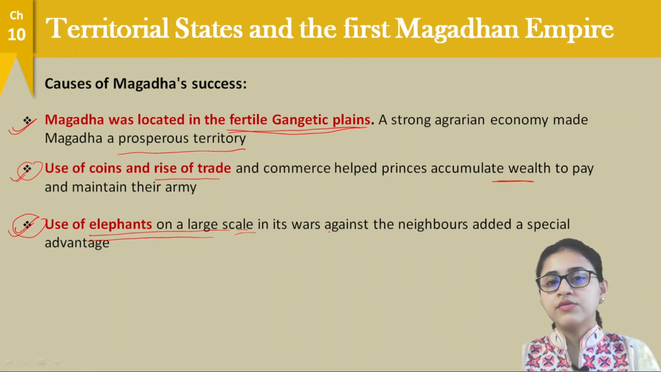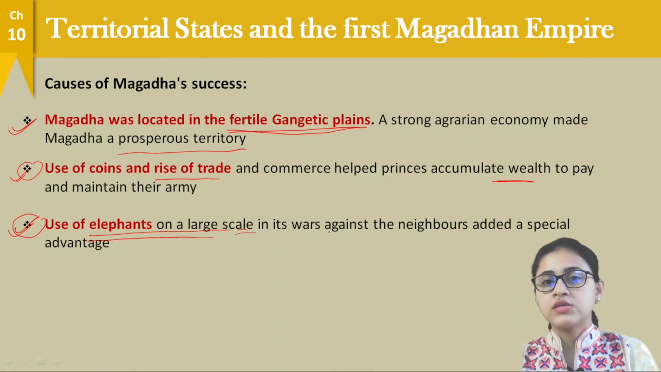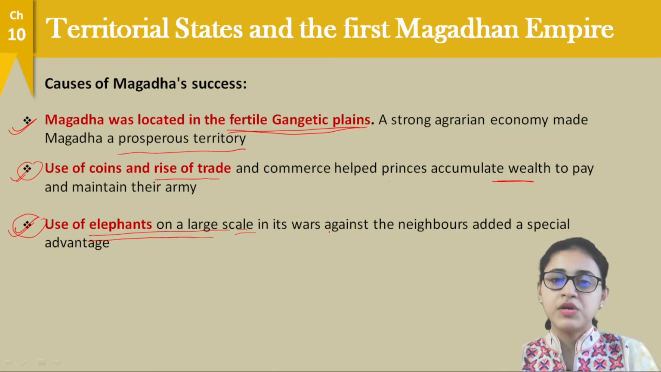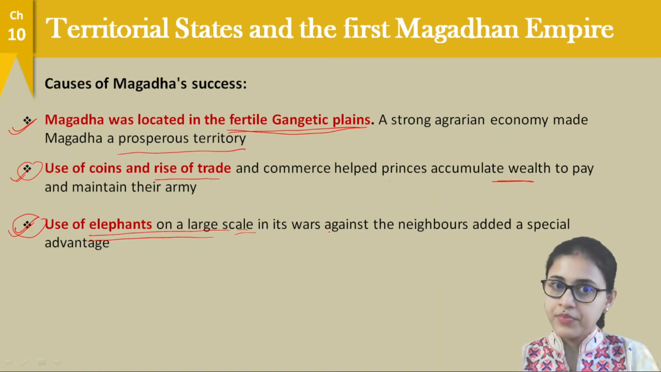So I think the video was quite helpful for you, because here we get to know how the different territorial states were formed, how they grew to become bigger Mahajanapadas, and how Magadha emerged as the most powerful kingdom, right?